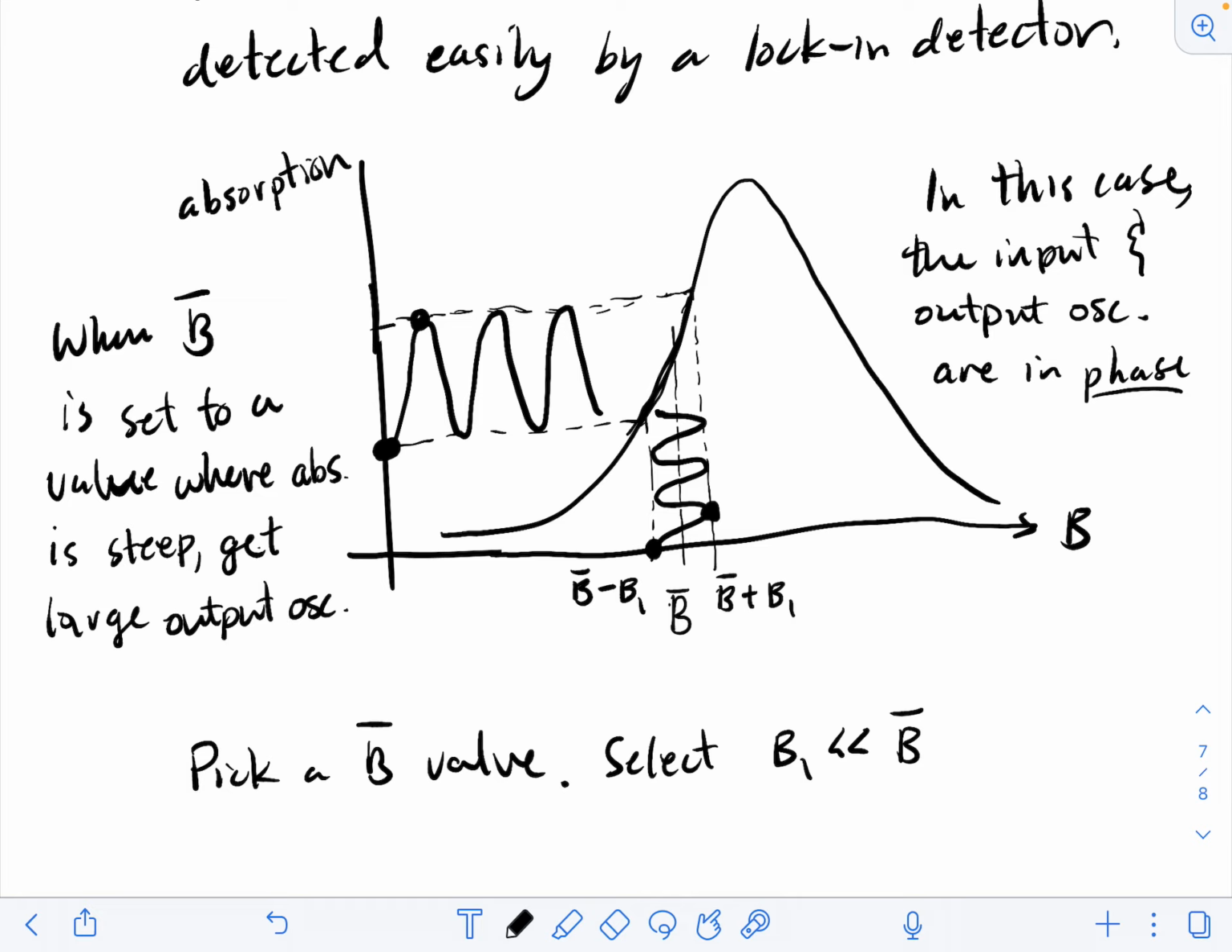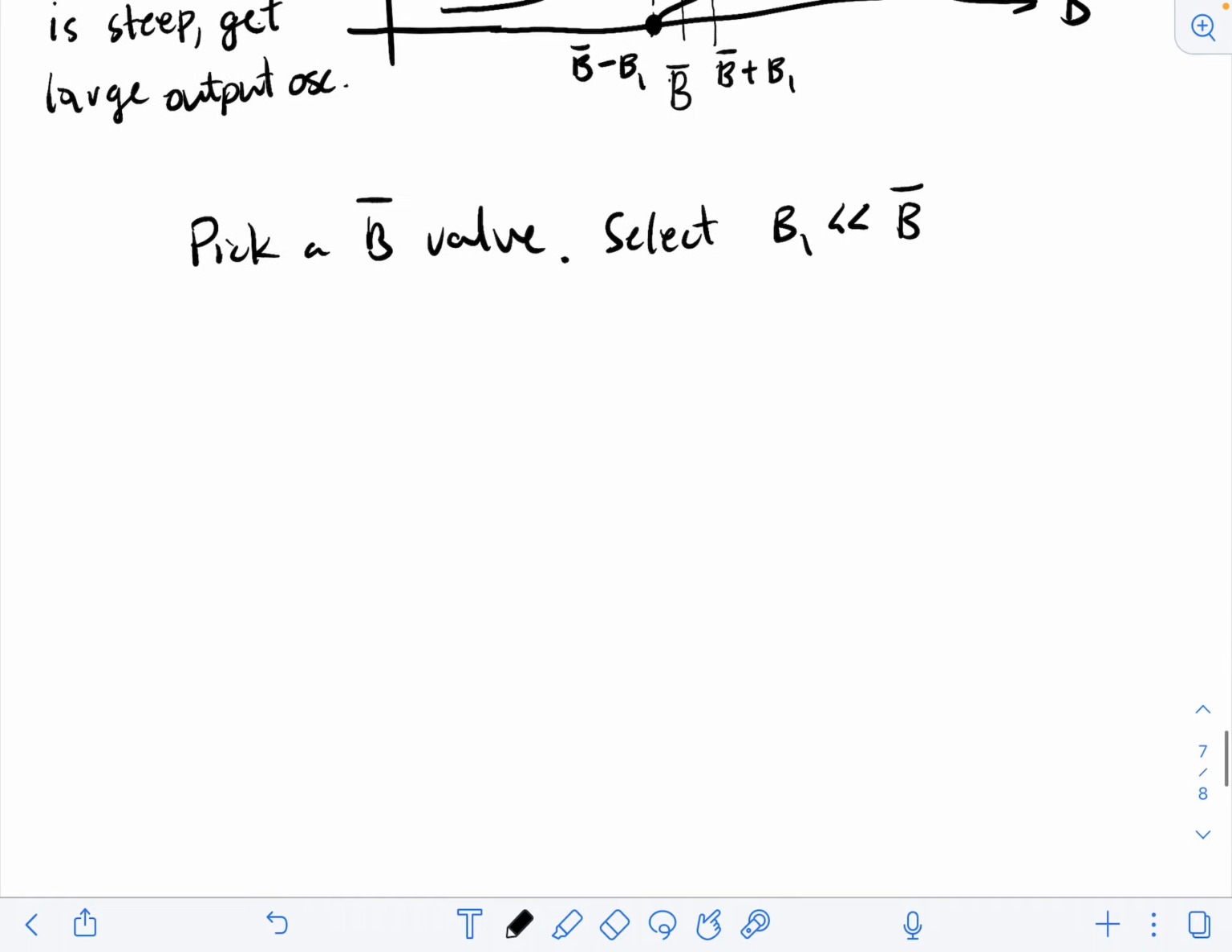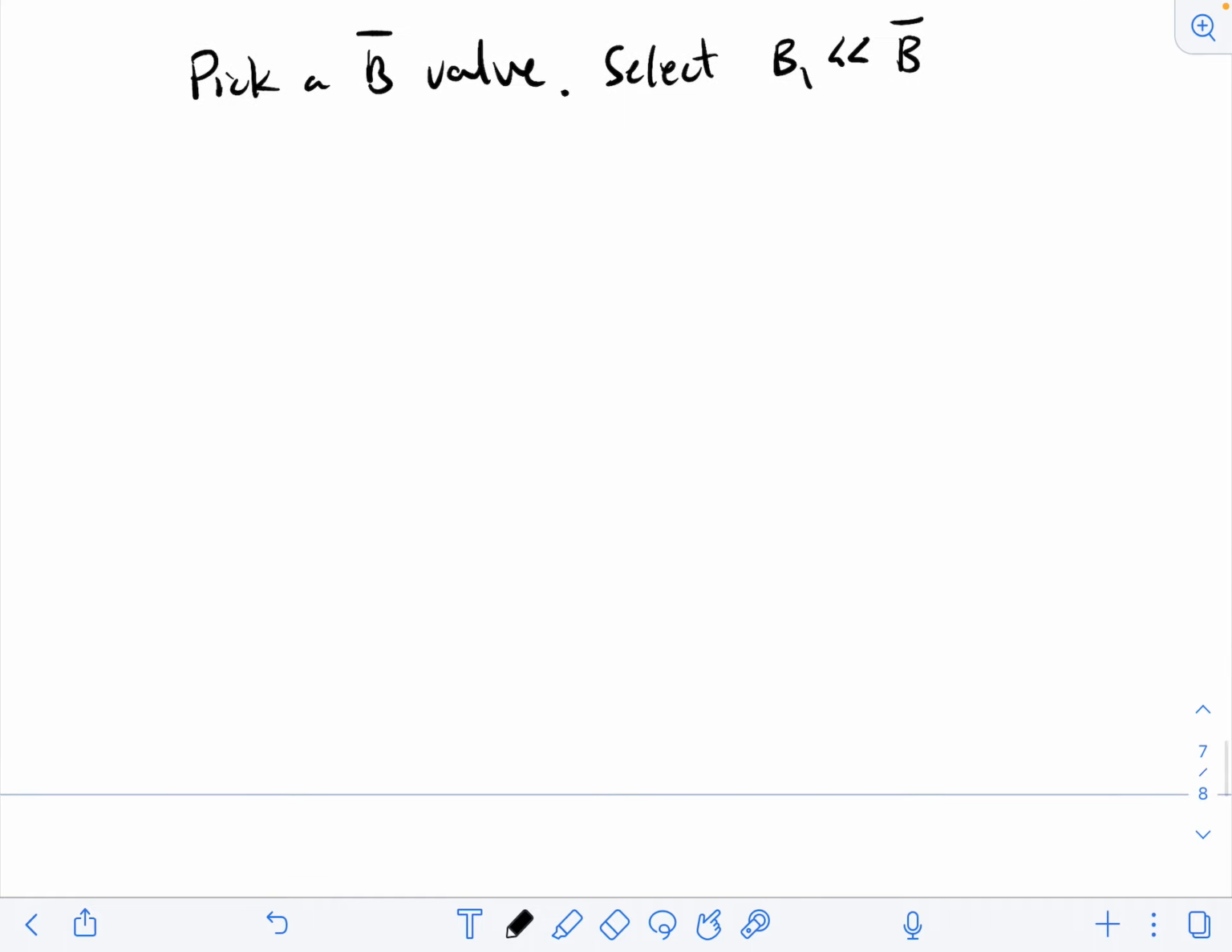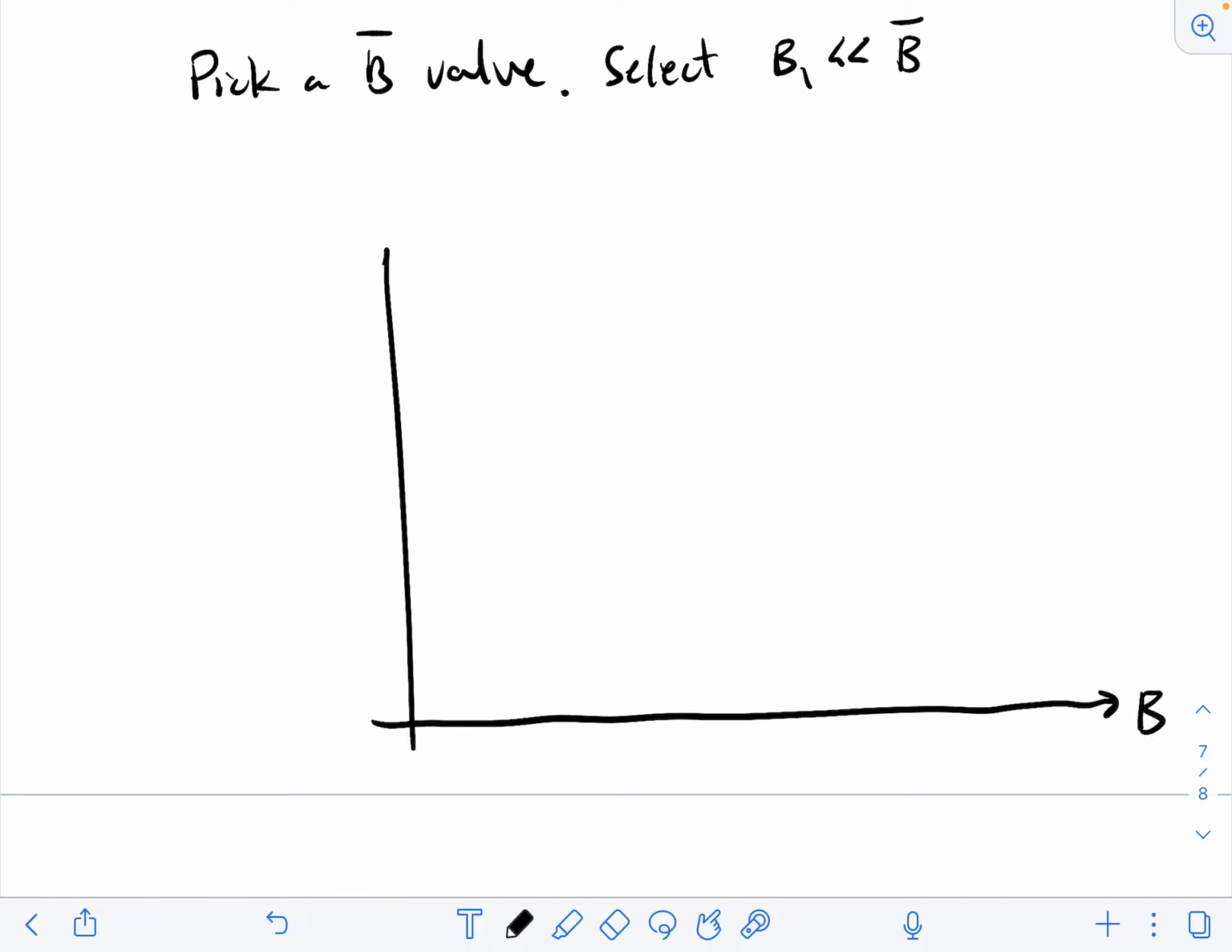Okay, so that's fine. Let's imagine what happens if we pick a different value for B average, a different point on this absorption curve. So we'll redraw the absorption here. Ooh, maybe I can do better.